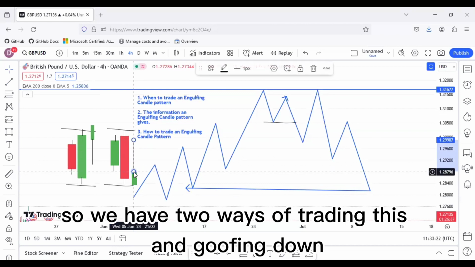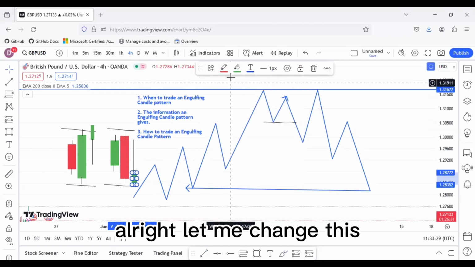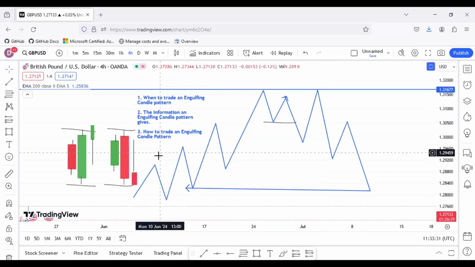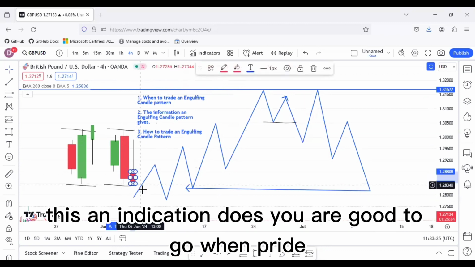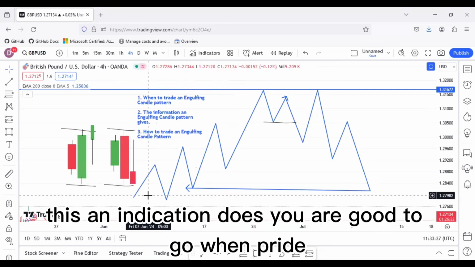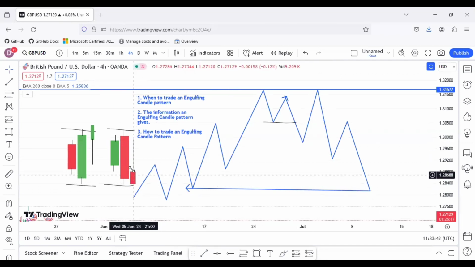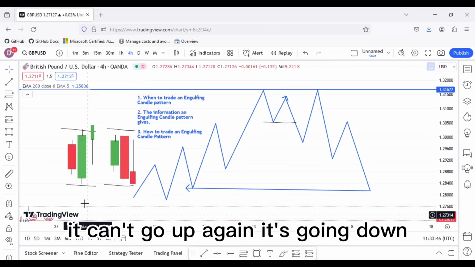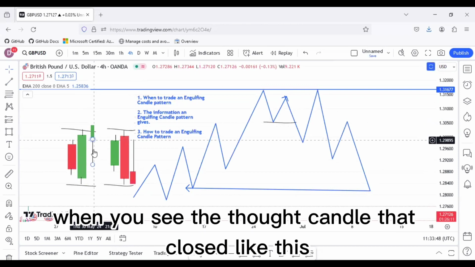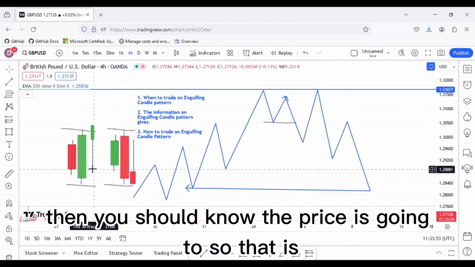So we have two ways of trading this engulfing now. All right, let me change this. When you see something like this, it's an indication that you are good to go. When the third candle closes like this with a long wick, it shows that the price has been rejected from here. It can't go up again. It's going down. When you see the third candle that closed like this with a long wick and bullish, then you should know the price is going to move.